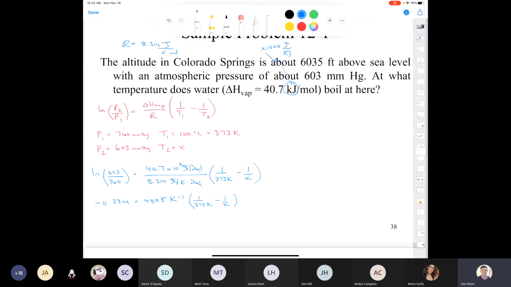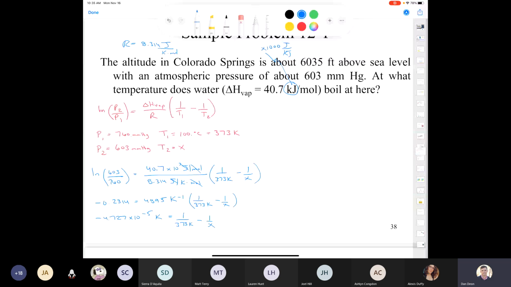Okay, then I simplified that a little bit further. And what did I do next? I just divided negative 0.2314 by 4,895. So you get negative 4.727 times 10 to the negative fifth Kelvin is equal to 1 over 373 Kelvin, subtract 1 over X, like that.